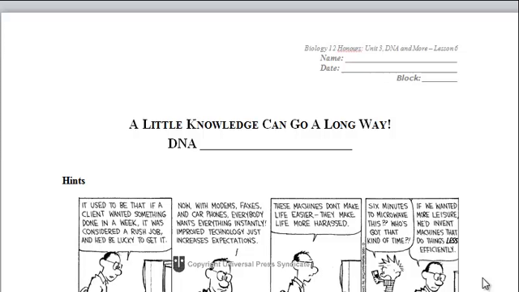Welcome back to Unit 3, Lesson 6. Today we're going to look at DNA technologies. And as the title says, a little knowledge can go a long way.